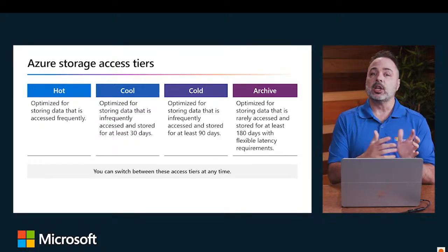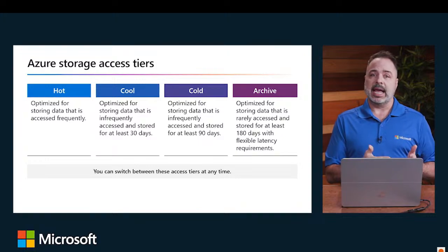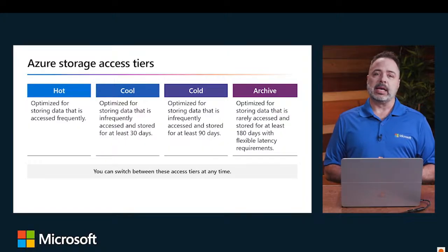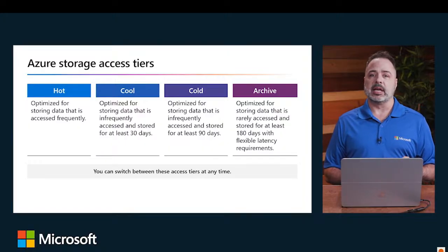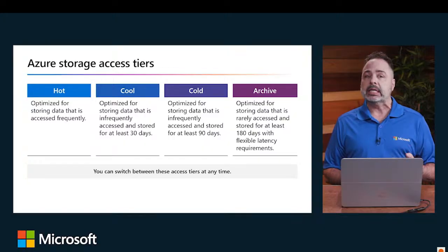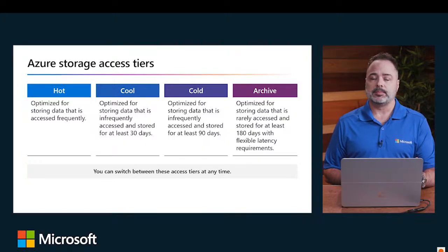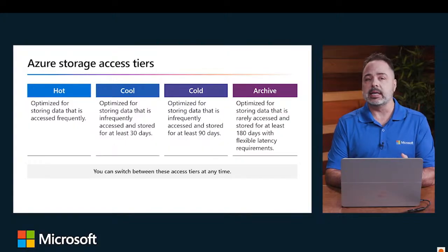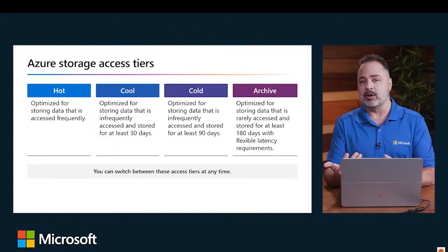The cold tier is for data that is rarely accessed or modified, but still requires fast retrieval. It has even lower storage cost and higher access costs compared to the cool tier, making it a cost-effective option for data that you need to keep, but really don't access frequently at all. Data should stay in this access tier for at least 90 days to get the full benefit of the discounted pricing.